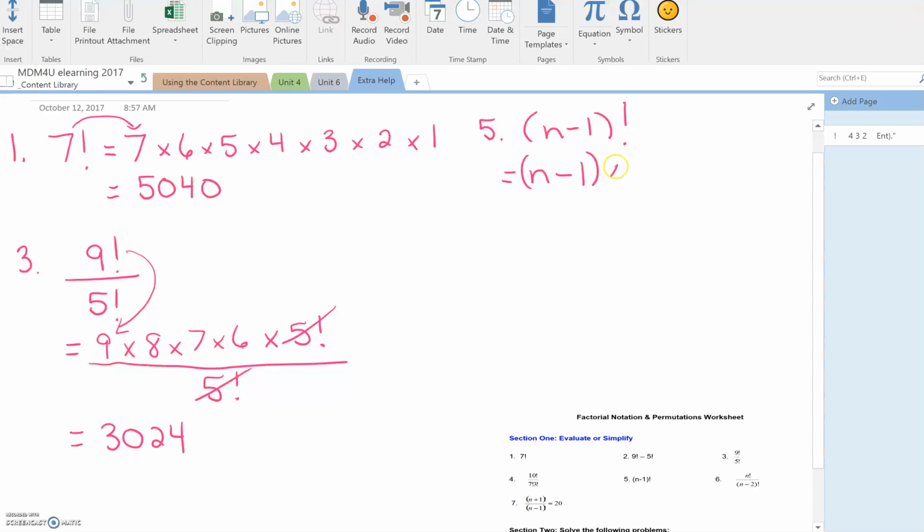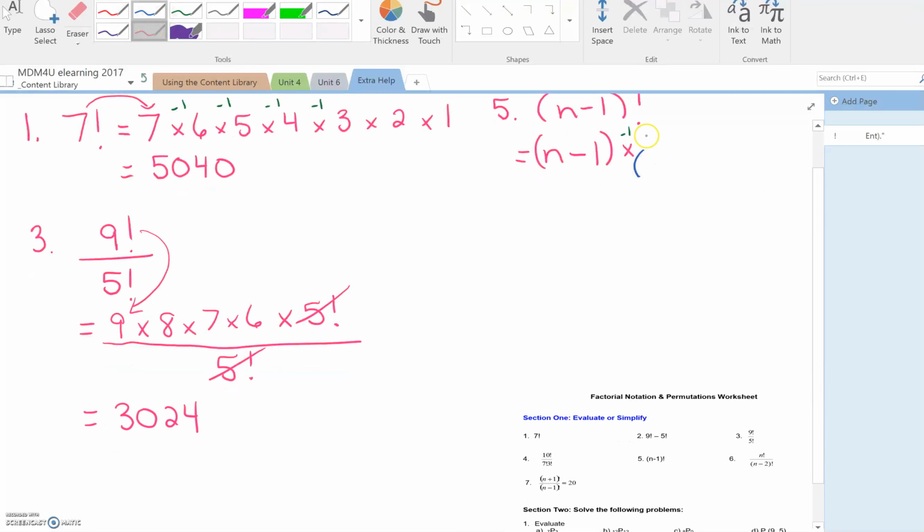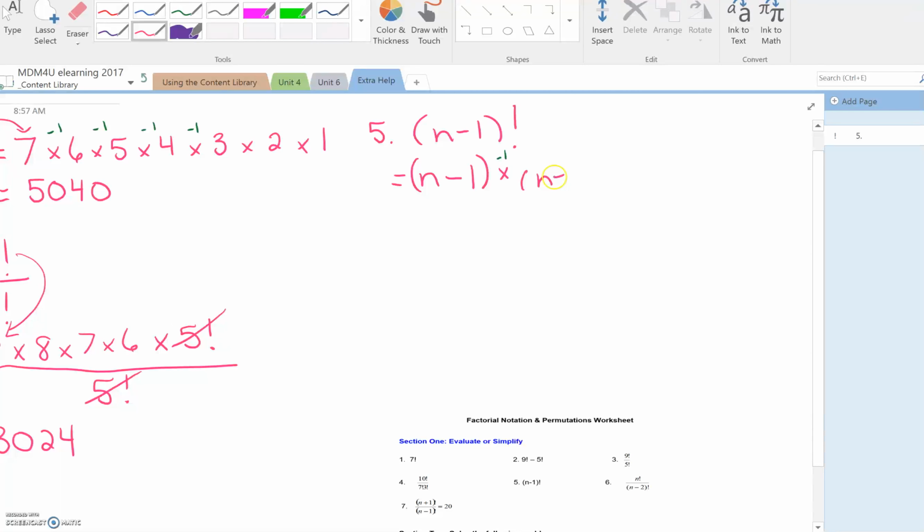But now we need to know what to multiply that by. So remember what you said over here? You said, okay, you start with 7, and then you subtract 1 every time, right? Well, what's n minus 1 minus 1? n minus 2. Yes. And then what's n minus 2 minus 1? n minus 3. Exactly. And then you could keep going, but you can stop eventually wherever you want. It depends with your simplifying where you're going to stop.